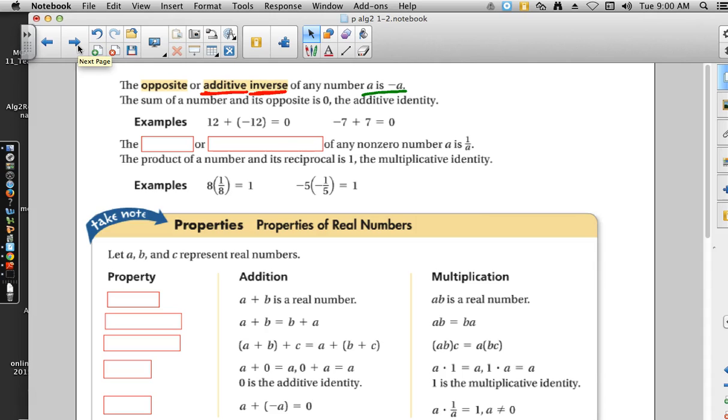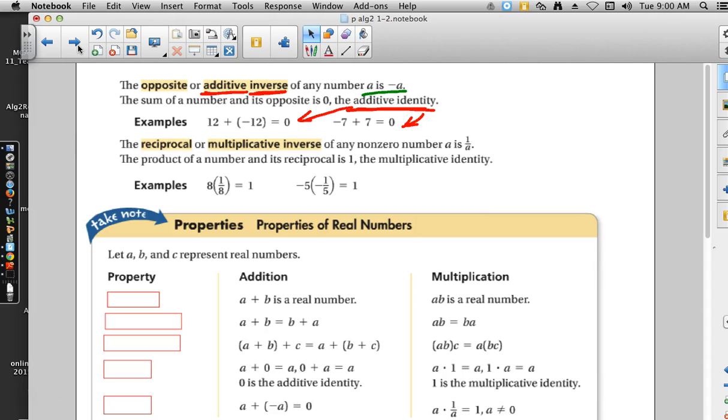And that addition that takes place there to get us the 0 is called the additive identity. So these situations that you see right here, those are examples of that additive identity. 12 plus a negative 12 is 0, and negative 7 plus 7 is 0. Obviously, these are not the only examples of this. We have an infinite amount of examples, but those would be the additive identity. So for addition, the identity is going to be 0.